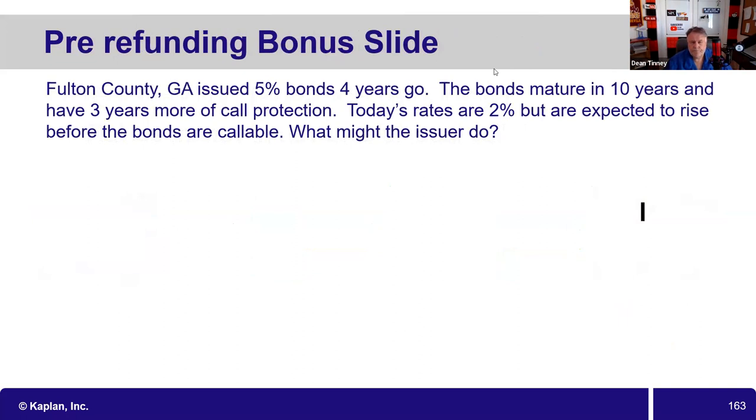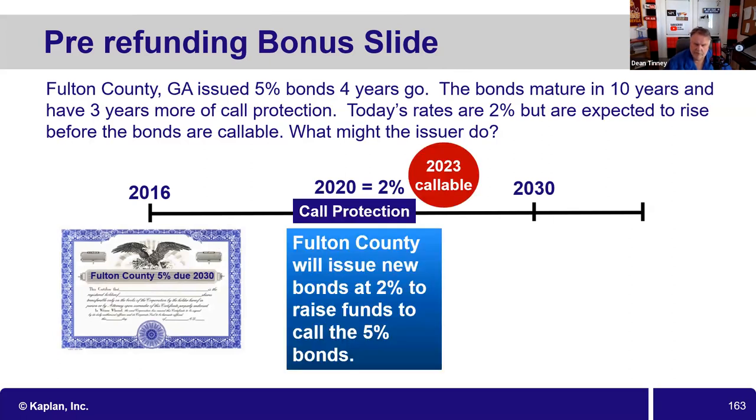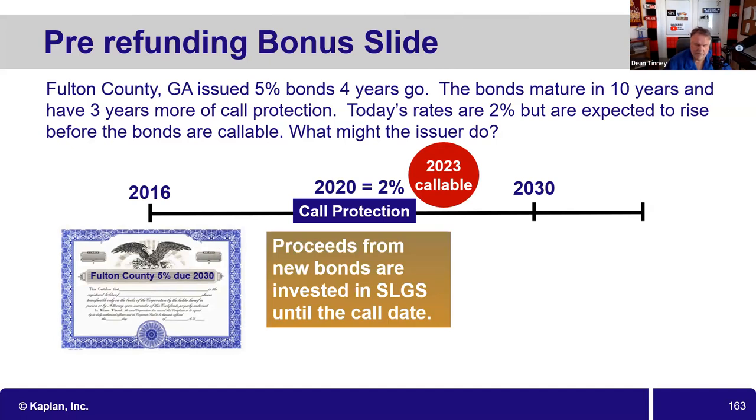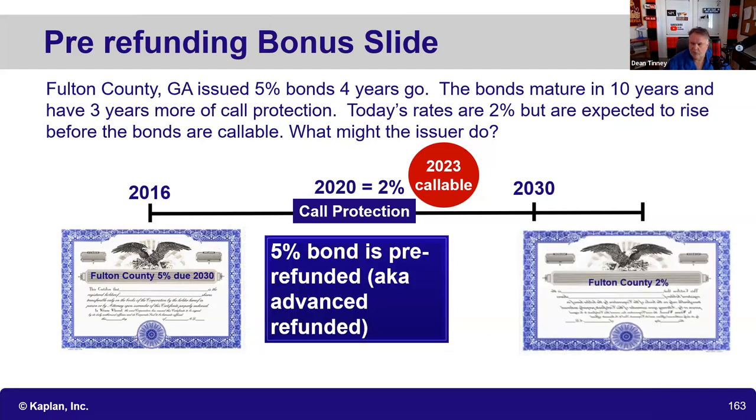All right, here's an example. Fulton County, Georgia issued 5% bonds 4 years ago. The bonds mature in 10 years and have 3 years more of call protection. That means Fulton County can't call these bonds even if they wanted to because they haven't passed the call protection period. Today's rates are 2%, but are expected to rise before the bonds are callable. What might the issuer do? Well, what the issuer would do is pre-refunding or advance refunding, right? So what we're going to do is sell the new bonds at 2%. Boom, there's our new bonds. We're going to put that into an escrow account. We're going to buy state and local government securities known as SLUGs. And that way, when the bonds pass their call protection period, we can call them. That's the whole point of why we're doing this. The test question is, you quote yield to call.